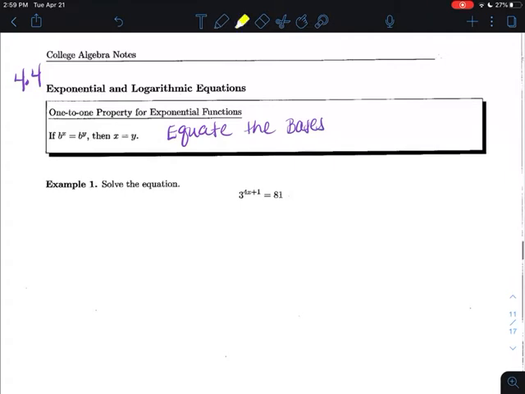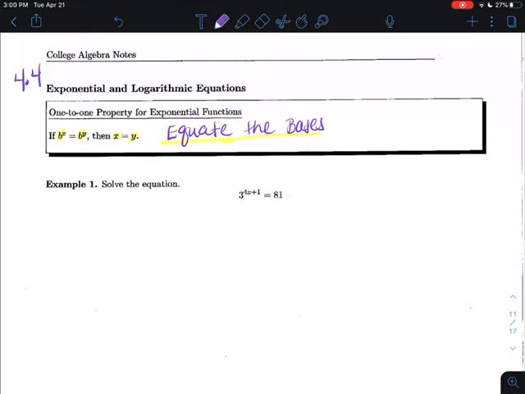So basically, this is the property. If you have a base raised to the x power and it equals that same base raised to the y power, since it's an equation, that means x has to equal y. That's how we go about equating the bases. It's going to help us solve this. When we make our bases equal, that means the exponents will have to be equal.